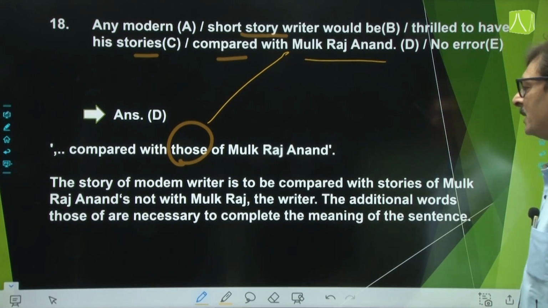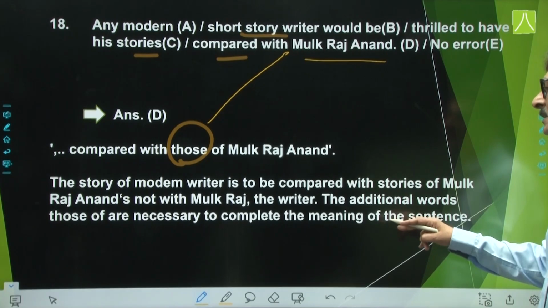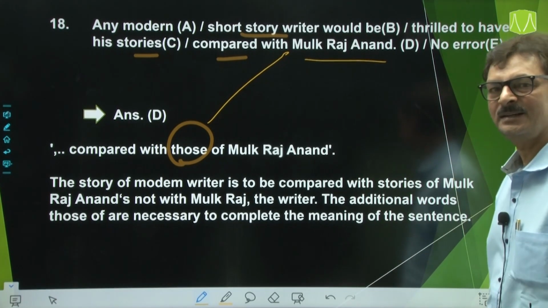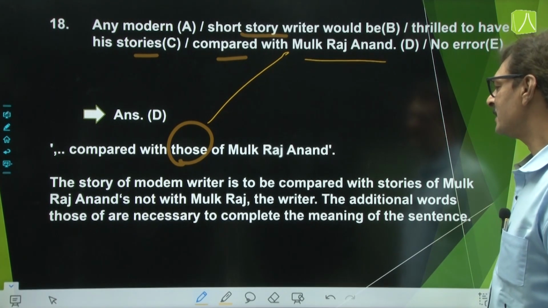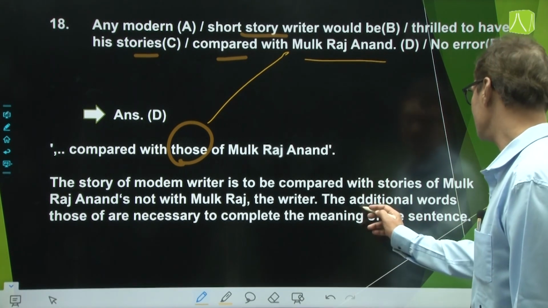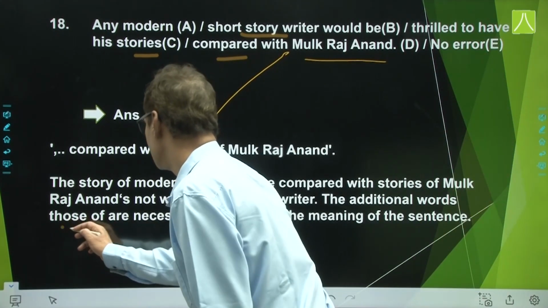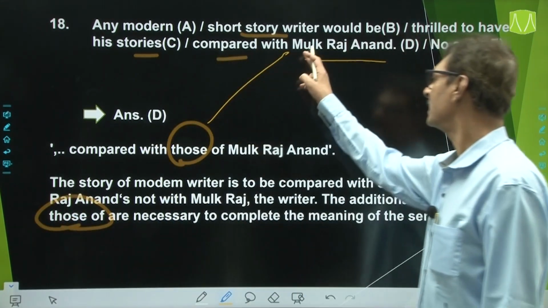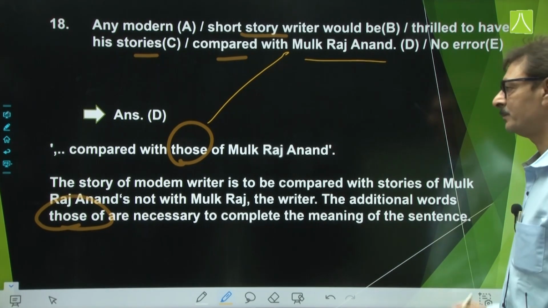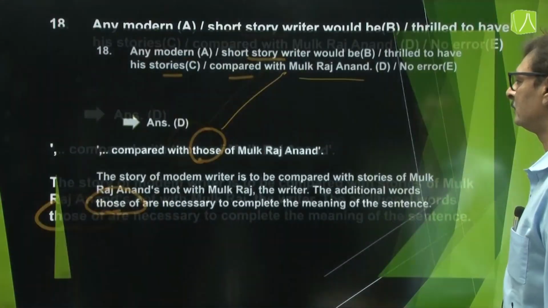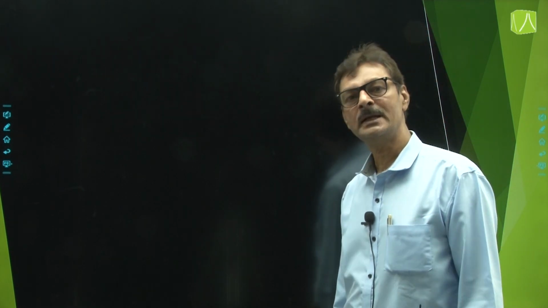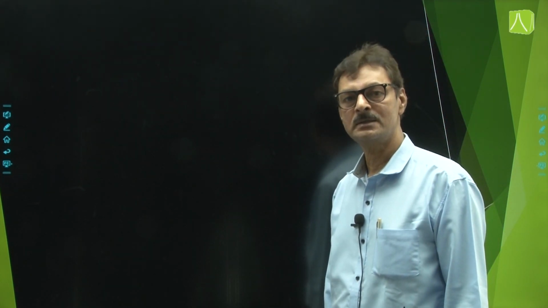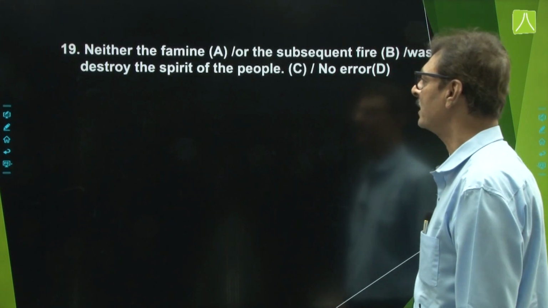So the stories of the modern writer are to be compared with the stories of Mulk Raj Anand and not with Mulk Raj Anand the writer. The additional words those of are necessary to complete the meaning of the sentence. So go through all the notes or the lectures done where grammar is concerned. You will have to use everything in this.